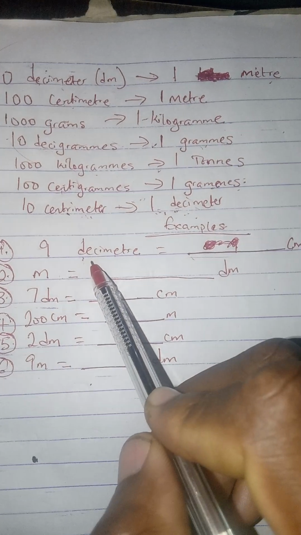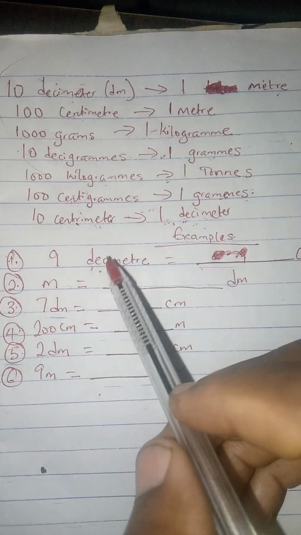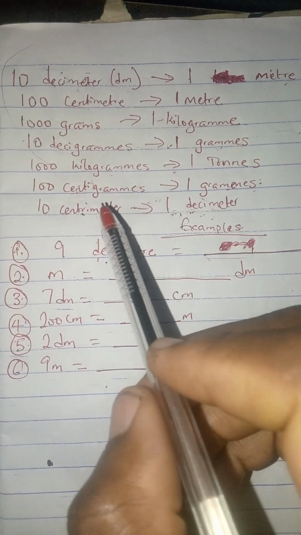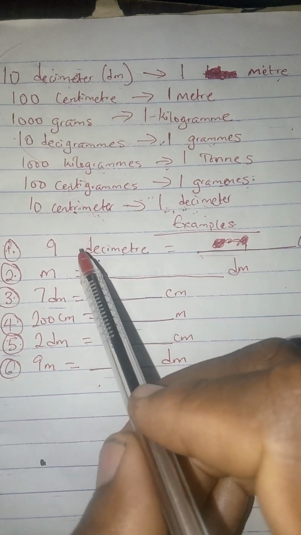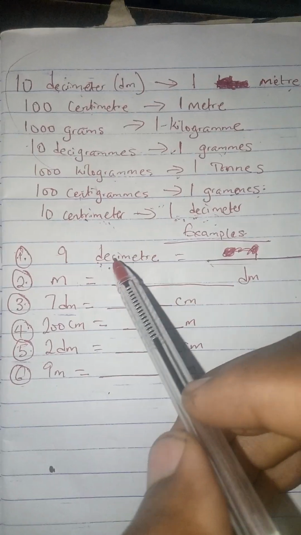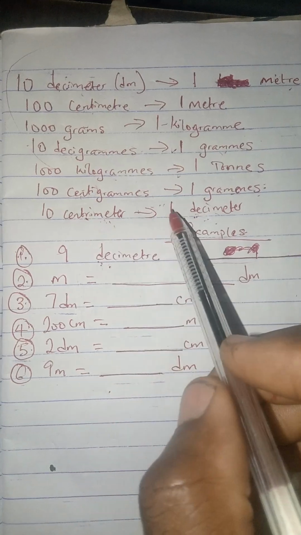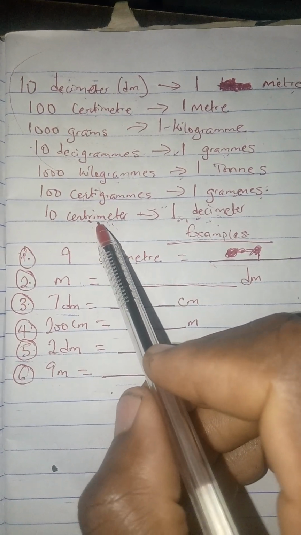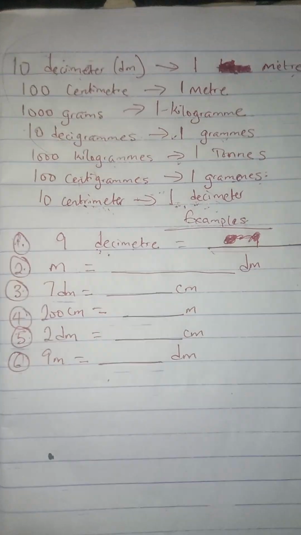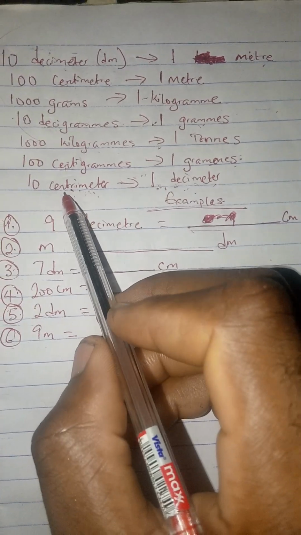This is just a simple calculation. 9 decimeter times what? 10. Because here we have 1 to give us what? 10. Therefore, 9 will give us how many? That is 9 times 10. Because here we have 1 times 10. 1 will give us what? 10 centimeter, right?